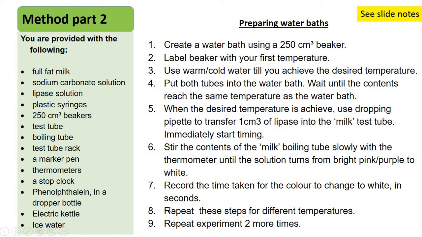Okay, and this is a kind of separate method to go along with the practical in terms of preparing your water bath. So create a water bath using a 250 centimetre cubed beaker. Label the beaker with your first temperature. Now, if we're doing this in school, we're going to need to do repeats of each temperature, and we'll split the class into various groups who will tackle one temperature, and just like scientists normally do, they'll share data. Okay, and we'll share the data and then analyze it.